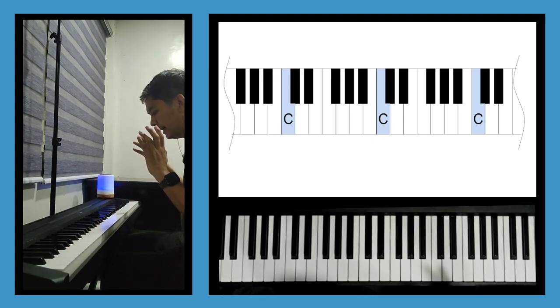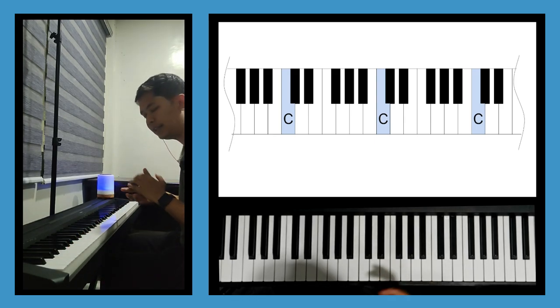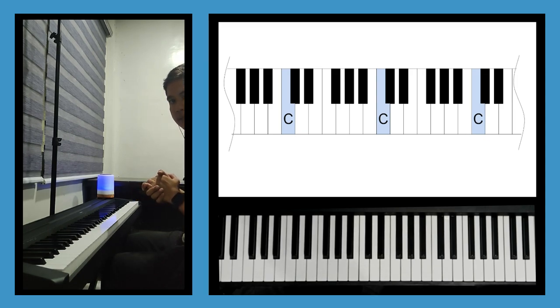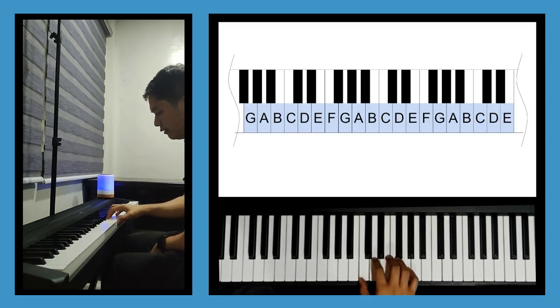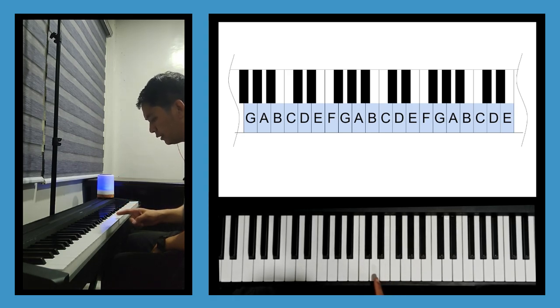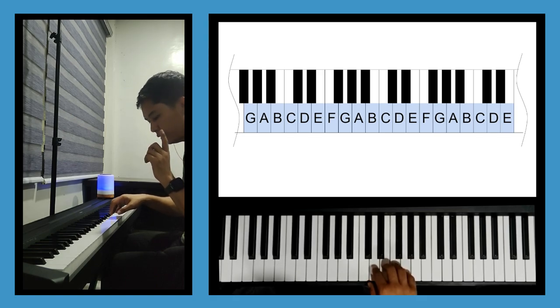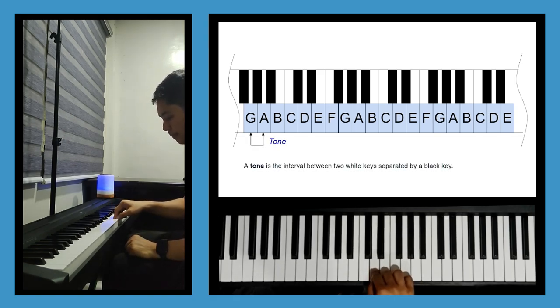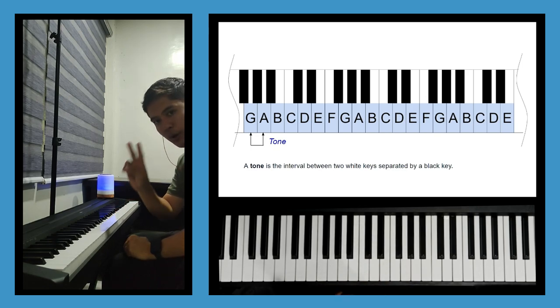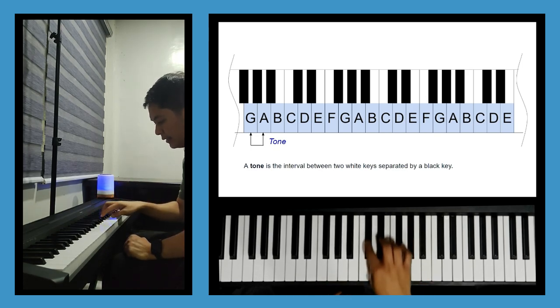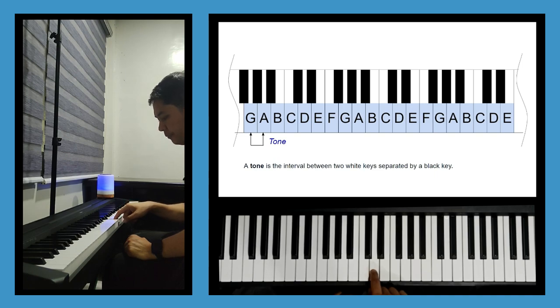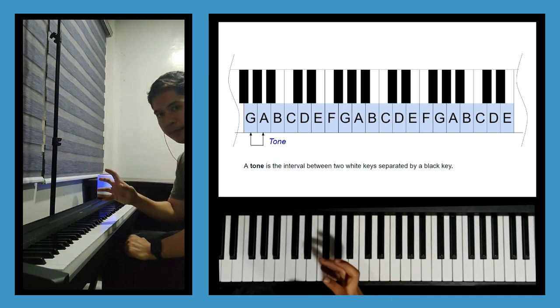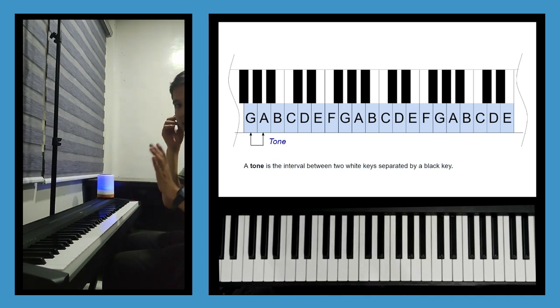In learning the notes of the piano, we use the alphabet. From C, we will go to another tone. From C, we go up by one, so we have a D. This is called a tone. From C to D, there are two white keys separated by a black key. This is called a tone. In other terminology, it is called a step.